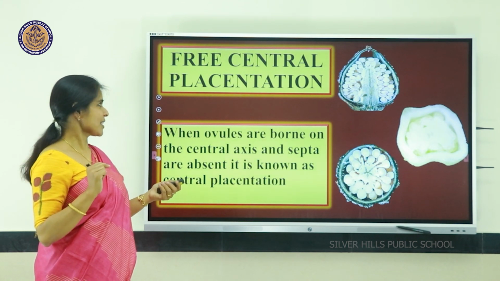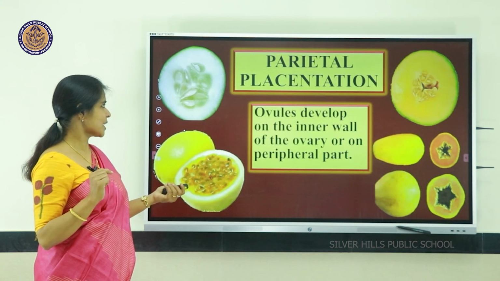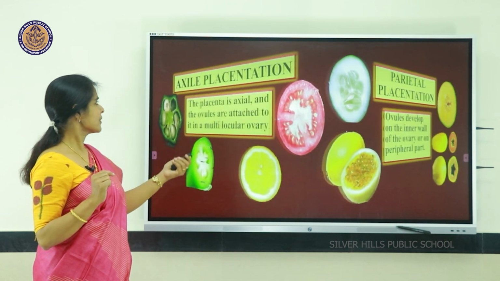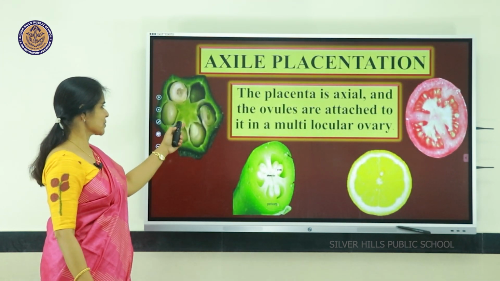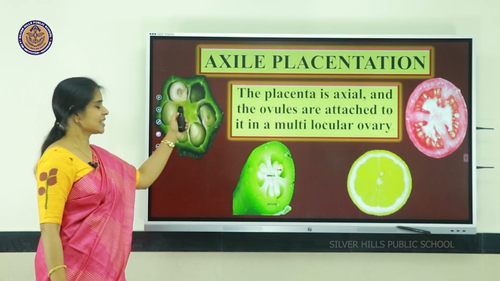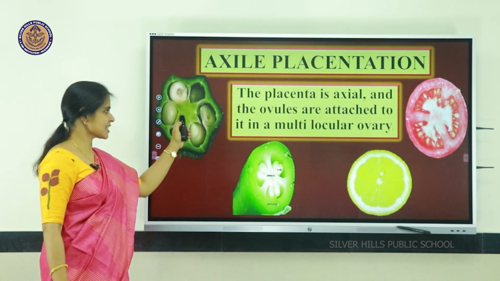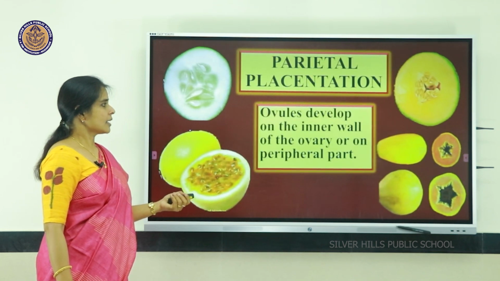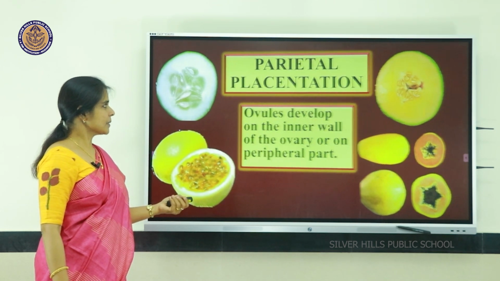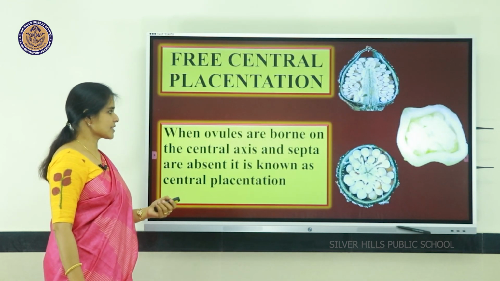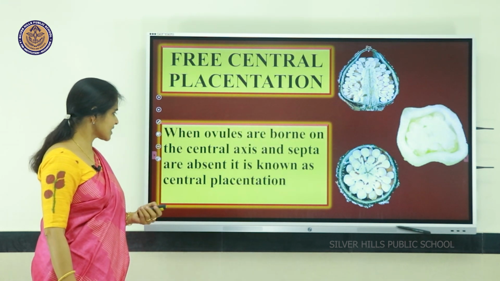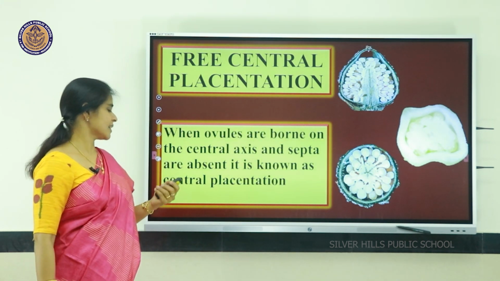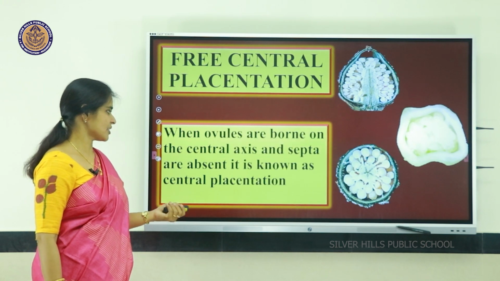Axile placentation. So, what is axile placentation? I will take the slide. Axile placentation, you see, is also from the center, but it is in multilocular chambers, that is, it is present in chambers. Whereas the next type, free central placentation, has ovules born on the central axis and the septa are absent, then it is known as free central placentation.